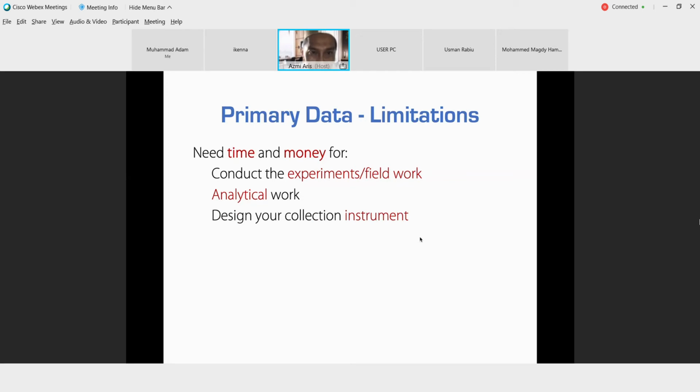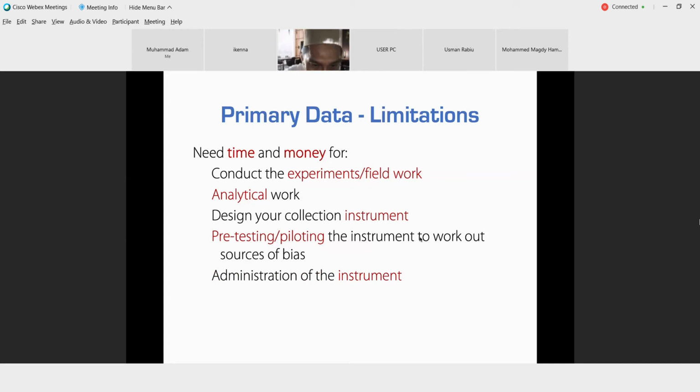Okay, you need money to design your collection instrument. You need money to do some pre-testing or piloting the instrument to make sure that there is no bias, or to do some calibration with the instrument. Maintenance of the instrumentation, maintenance of your rig, all those require money. And sometimes if the data are too much, you may not have enough time to do it, and you have to ask assistance to collate the data, then that is also require money. And of course, other things.